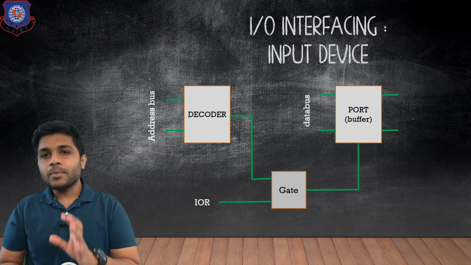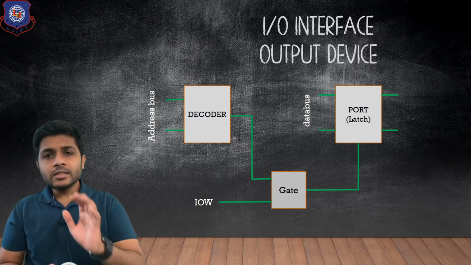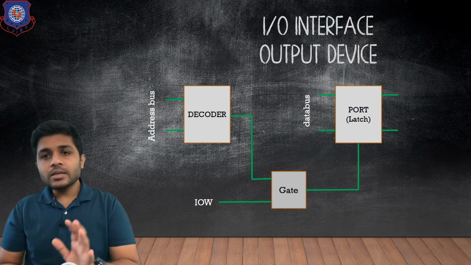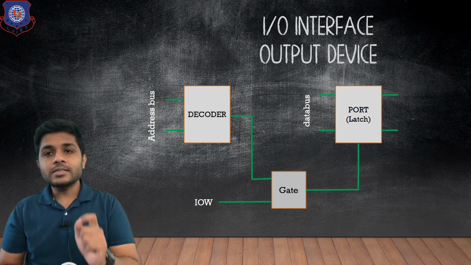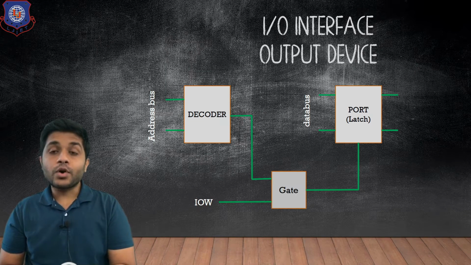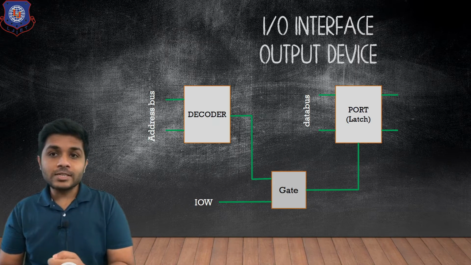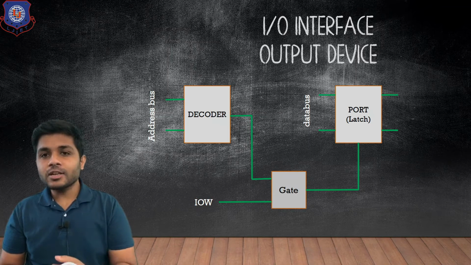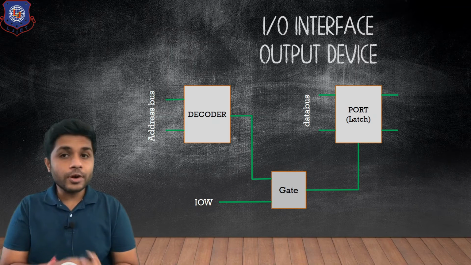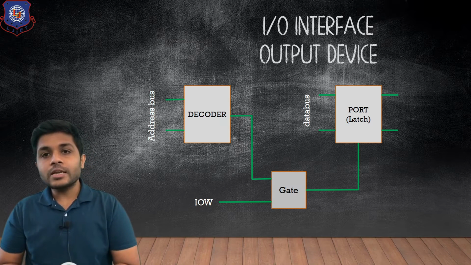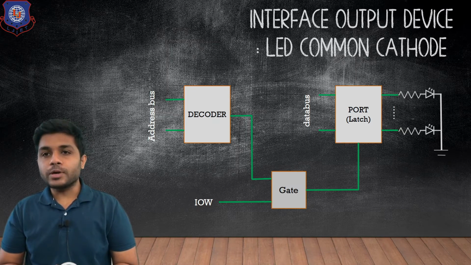Now let's see the block diagram of interfacing for an output device. You can see that to interface an output device, the block diagram almost remains the same, but the only difference is that the port is changed. For the input device, the port was buffer. For the output device, the port is latch. And the control signal also changes. For the input device, we saw that the control signal was input output read, but now the control signal is input output write.